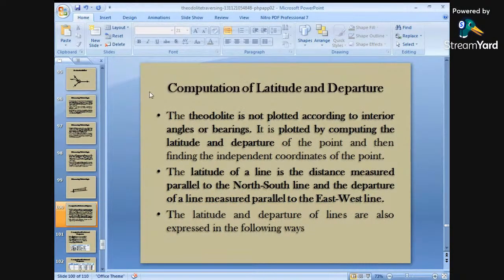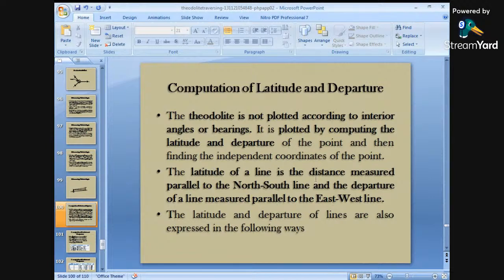Okay, the next is your computation of latitude and departure. Now the theodolite traverse is not plotted according to the interior angles or the bearings. In compass surveying, we generally use angles, that is bearings, to mark the traverse. But in case of a theodolite, we generally do not use bearings. We use the latitude as well as the departure. The traverse is plotted by computing the latitude and departure of the points and then finding the independent coordinates of the points. So in theodolite traversing, we need to find the latitude and departure of the lines, and with the help of that, your traverse is plotted.